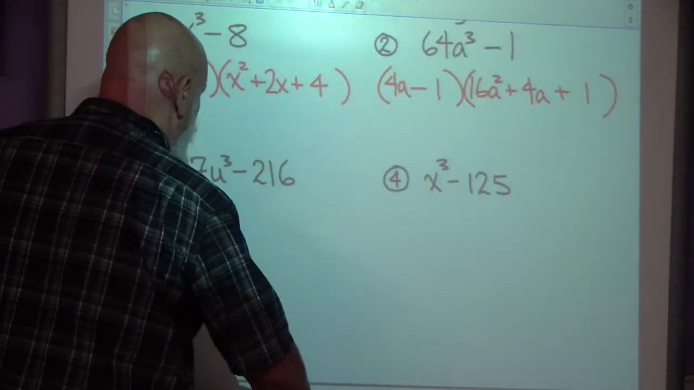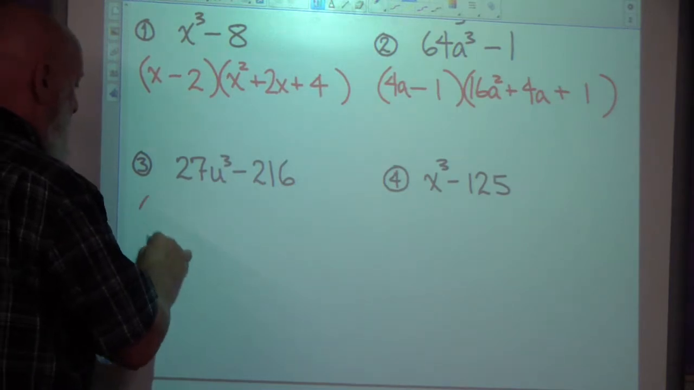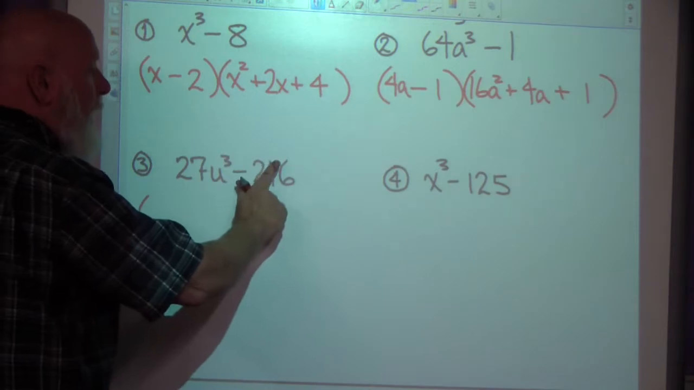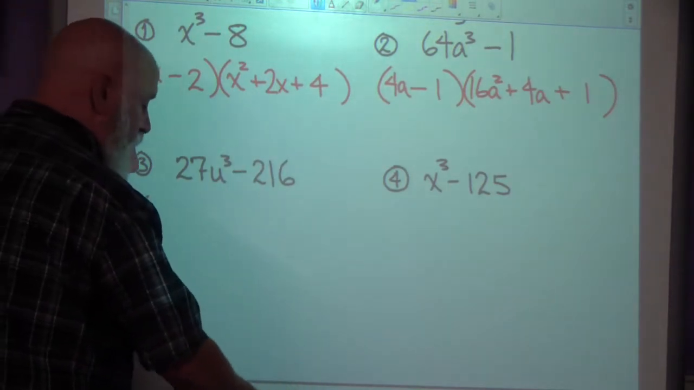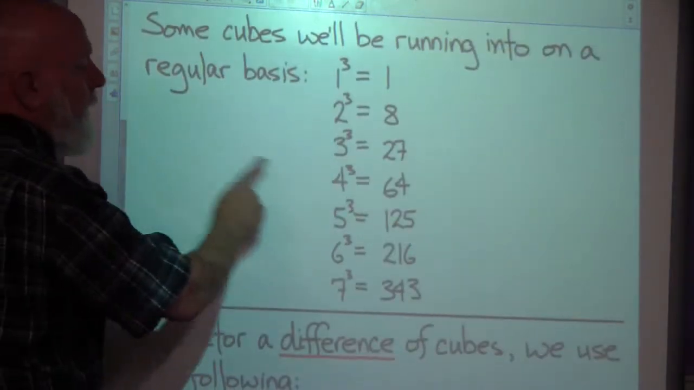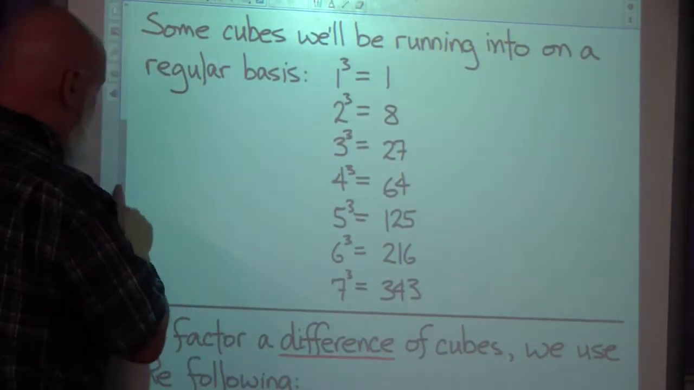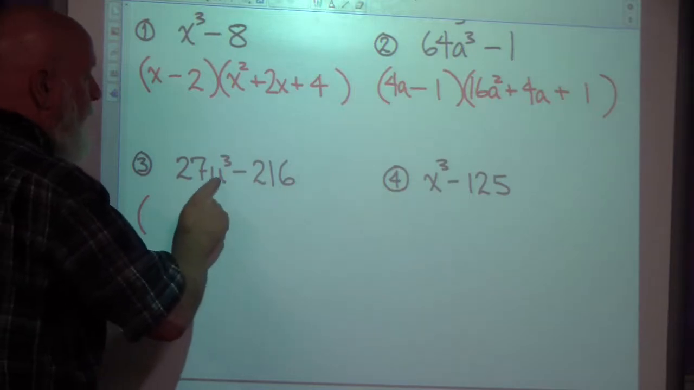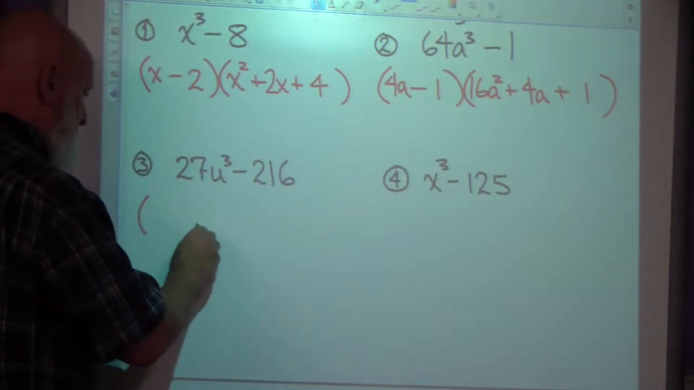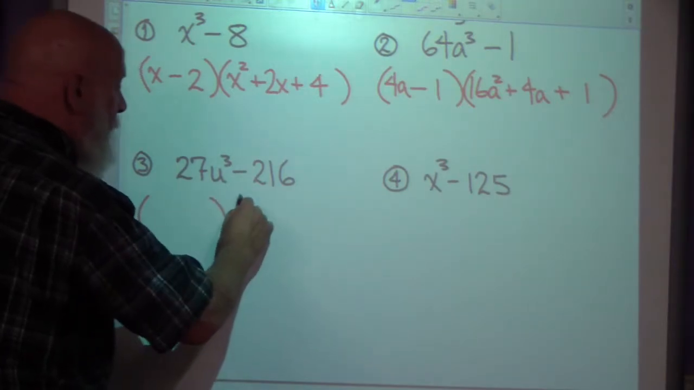Now I'll do a couple more here. I have a difference of two perfect cubes. That's 3u times 3u times 3u. That's 4 times 4 times 4, right? I'm sorry. That is 6 times 6 times 6. I don't know why I was thinking 4. So I'm going to have a difference of two perfect cubes. That'll be a binomial times a trinomial.